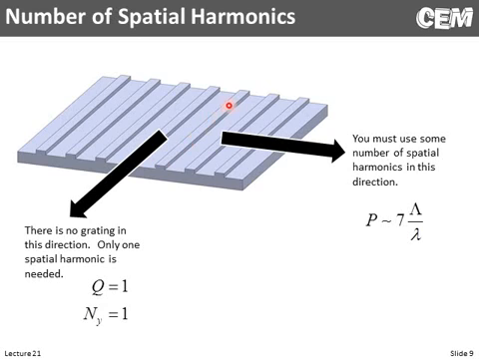Well, if nothing's changing in this direction, we actually only need one spatial harmonic in that direction. And in fact, that is how we take our three-dimensional rigorous coupled wave analysis and, as efficiently as we can, model a one-dimensional structure. We look at that extruded direction and we only use one spatial harmonic in that direction. Now in the other direction it follows the same rules, and we need 7 to 10 spatial harmonics for every wavelength wide that the period is.